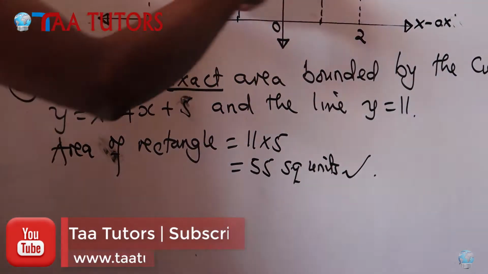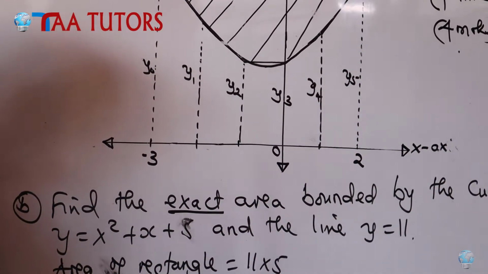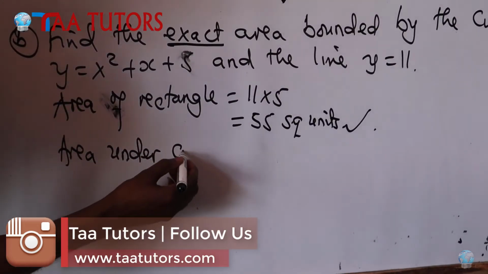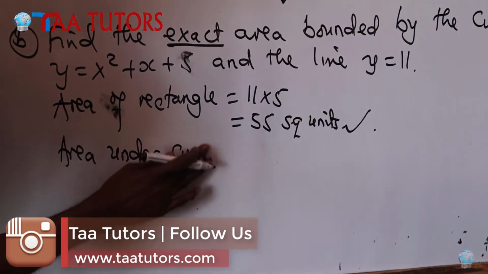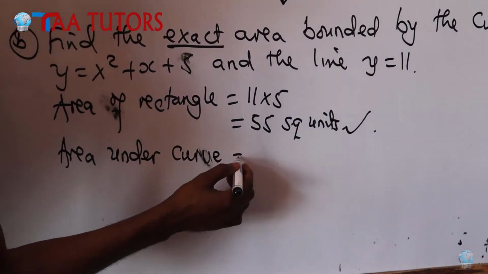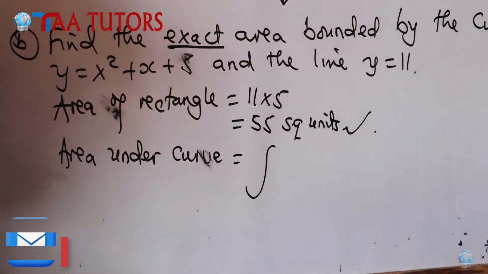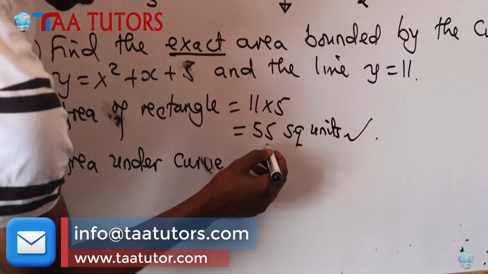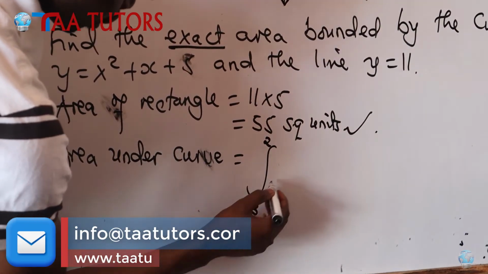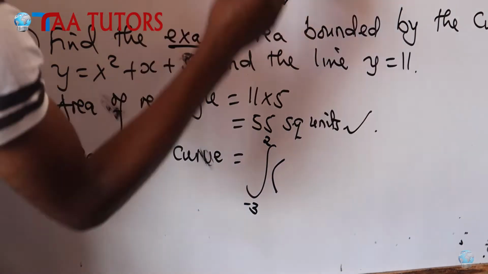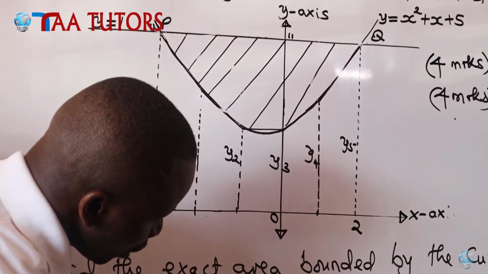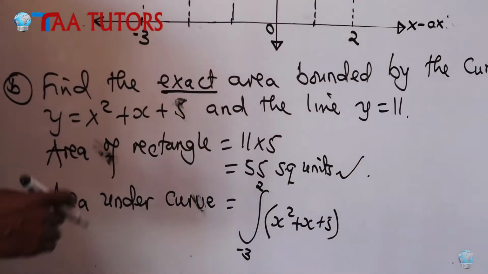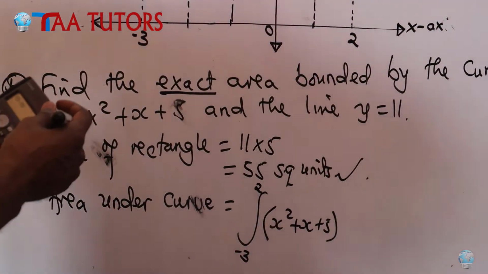Now the area under the curve. You have said we are using integration to get it. So the area under the curve will be given by the lower limit of -3 and the upper limit of 2, of the function x squared plus x plus 5. This is what we need to do to get the exact area under the curve.